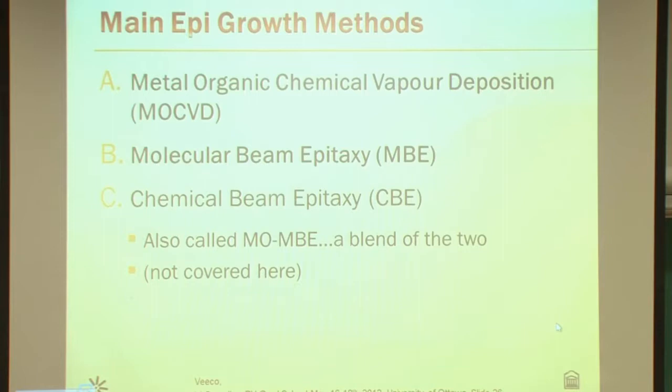The main epitaxial growth methods are MOCVD, which is metal organic chemical vapor deposition, MBE, molecular beam epitaxy, and the third one is chemical beam epitaxy, or CBE. CBE I'm not going to talk about here today. It sometimes also gets called metal organic MBE. It's essentially a bit of a blend of these two and has some interesting properties between the two. But I am going to explain a little bit about both of these, and both of these in solar cell manufacturing.